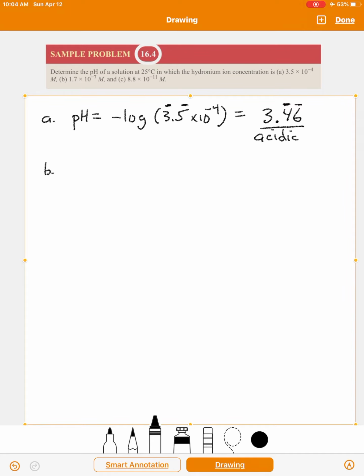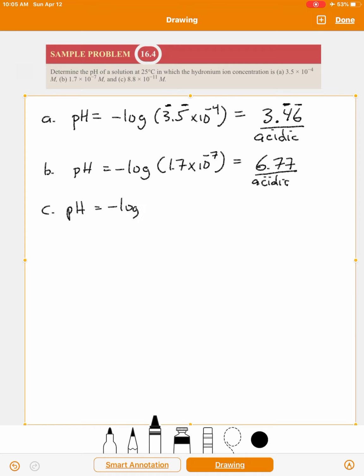Let's start with B. B says that the concentration of hydronium is 1.7 times 10 to the minus 7. So the negative log of that comes out to 6.77, 2 sig figs. Okay, this one's still acidic, but very slightly. It's only a little bit under 7. That is close enough to 7 that we would say it's close to neutral. Not exactly, but close.